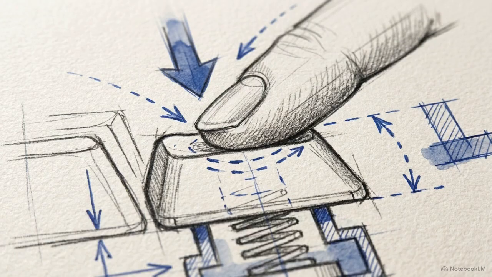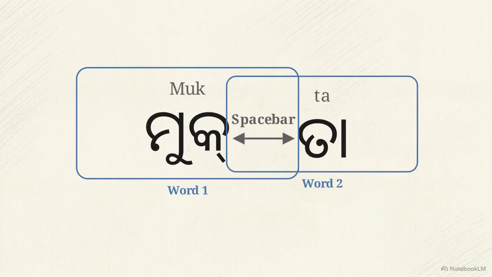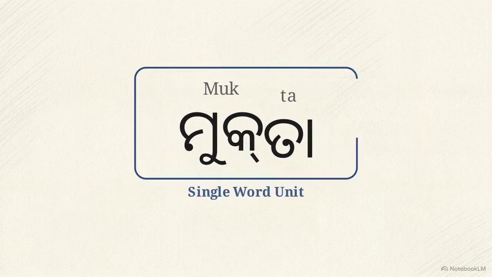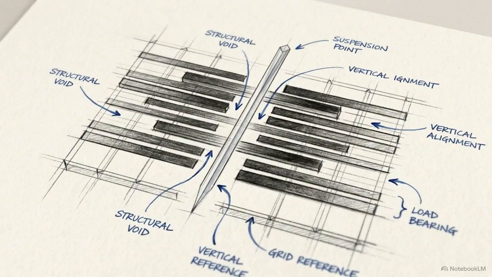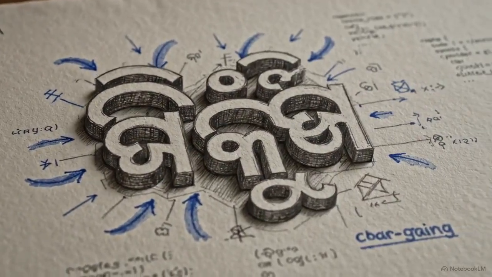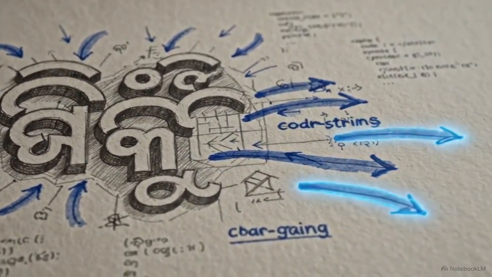You might wonder why we don't simply hit the spacebar. A standard space breaks the word entirely, treating it as two distinct words. The zero-width non-joiner, as its name implies, adds no physical gap. It acts strictly as a structural command. It tells the software to keep the grammatical integrity of the single word intact, while forcing a specific, separated visual display.